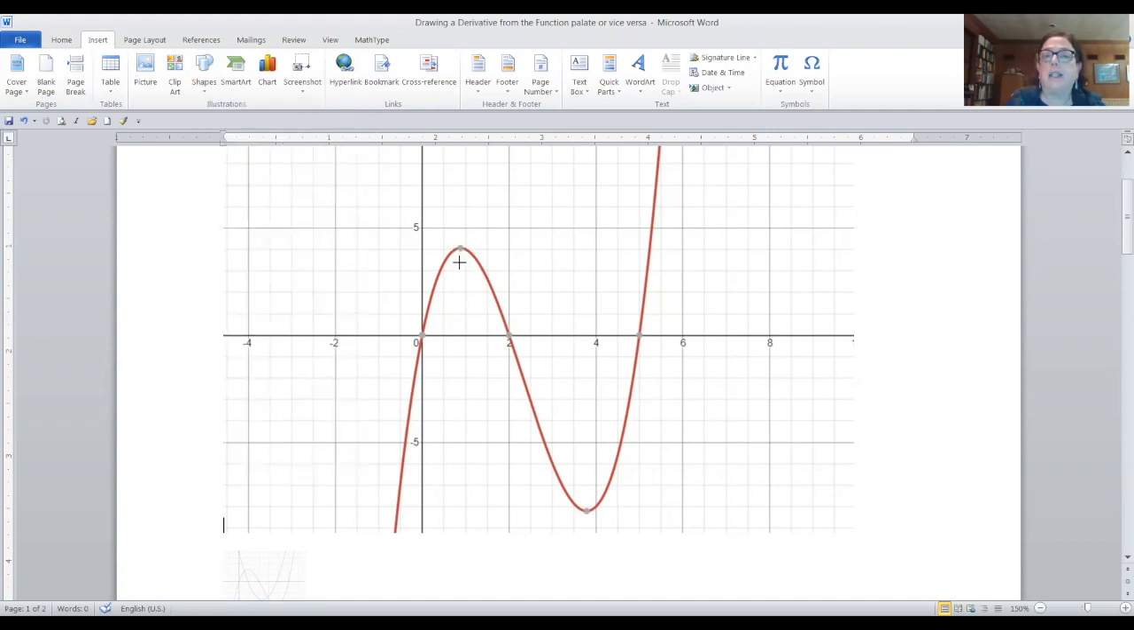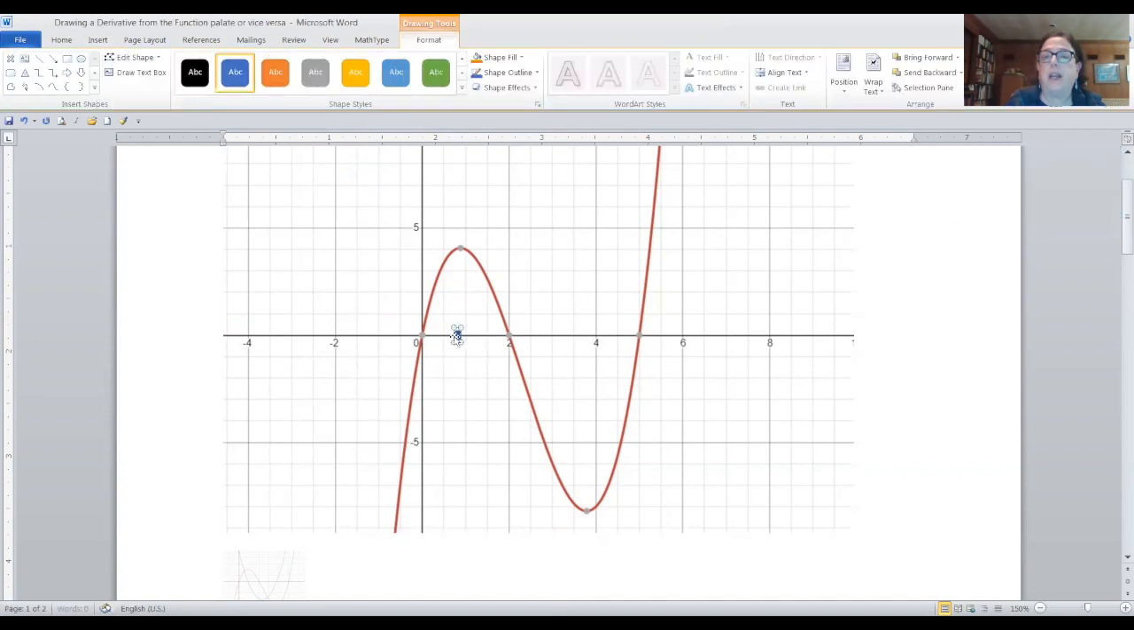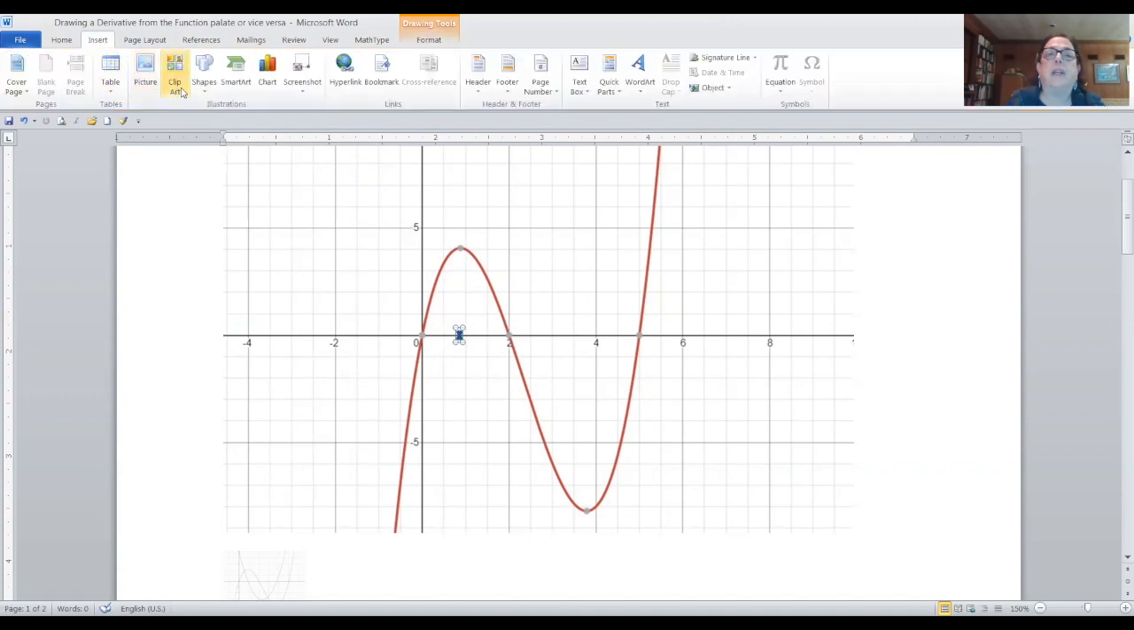And here it looks like it's a little bit before 1. Two boxes is 1 unit here. This is 0 and this is 2. So it's a little bit before 1. So I'm going to put a little X there. And I'm going to move it over because I think it's a little closer to 1. This is not an exact science, but we try to be as accurate as we can because we're developing an understanding of derivatives in doing this.